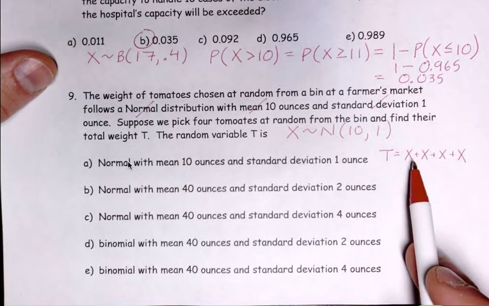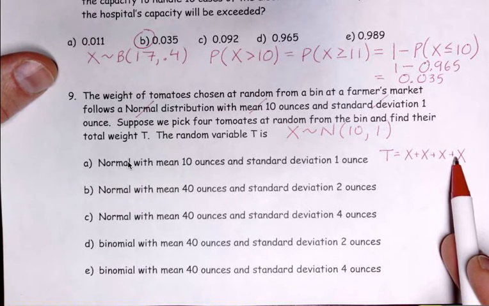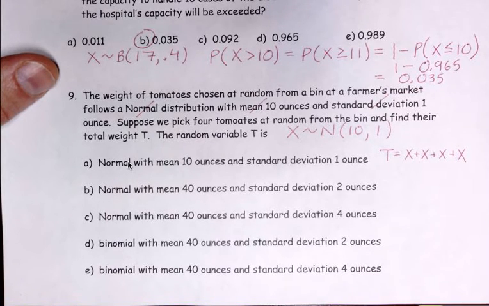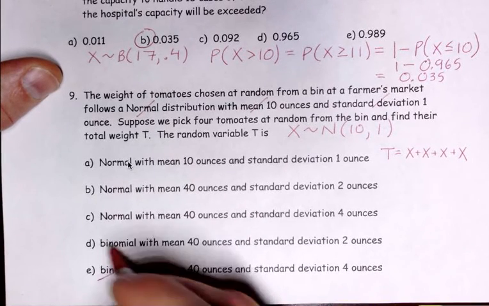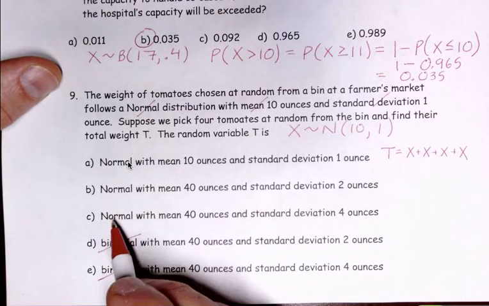So notice our random variable T is a linear combination of these four variables. Those four variables are all normally distributed, so that means that the linear combination of them will also be normally distributed. So the answers cannot be D or E. Those are binomially distributed. So it has to be normal. That's A, B, or C.